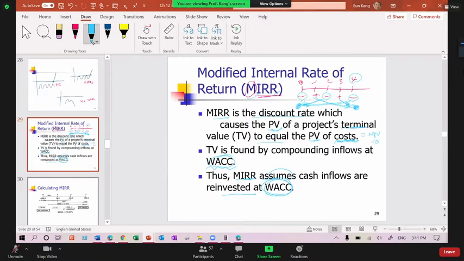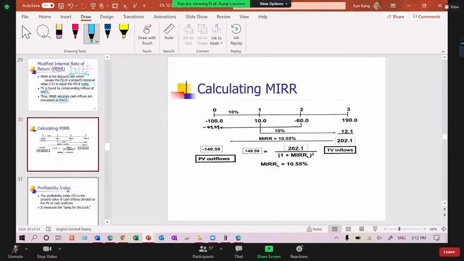The present value of terminal value equals the present value of cost. So net present value equals 0. So MIRR is definitely IRR, right? But with an improvement: only one sign change, and compounding at WACC. So given that foundation, let's calculate MIRR.